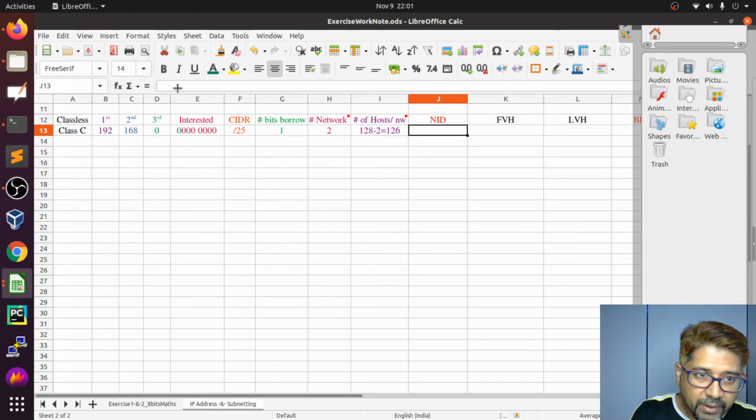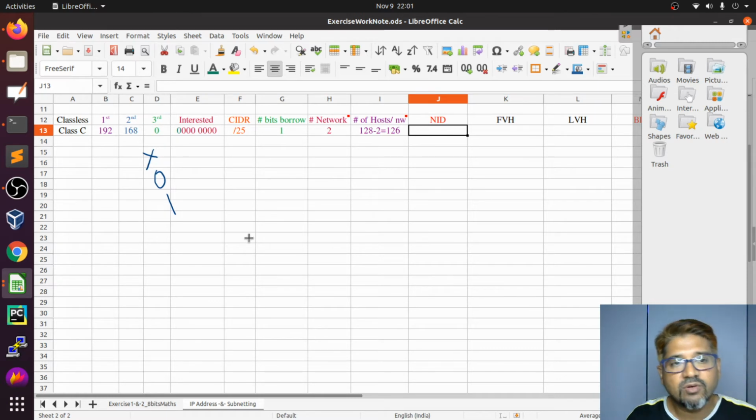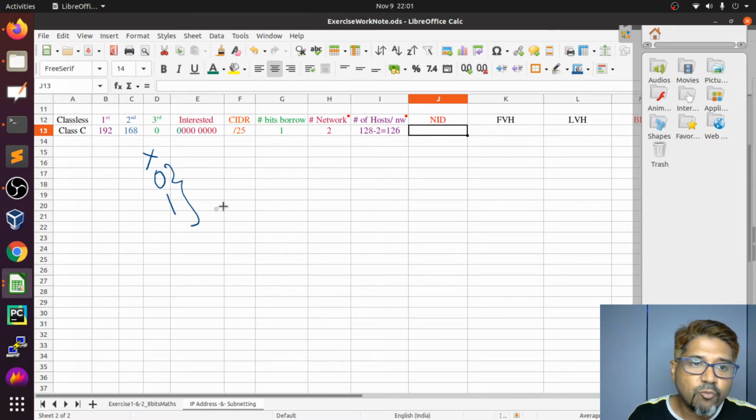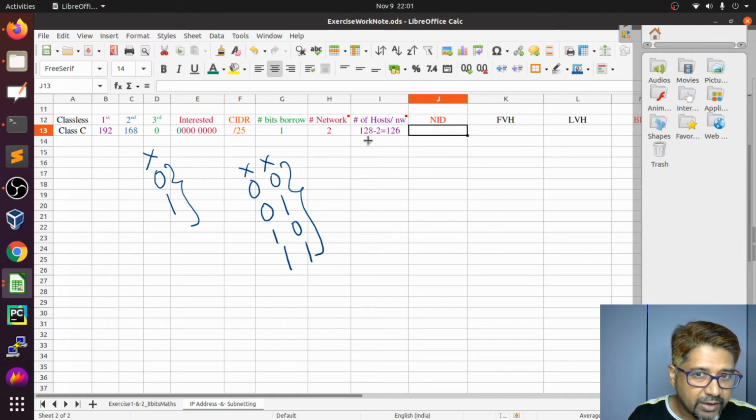If you borrow one bit, how many combinations do you have for one bit? You have two combinations, 0 and 1. In the same way, if you borrow 2 bits, you have combinations 00, 01, 10 and 11. Clear guys? So we have four combinations, but right now we are talking about one bit. One network belongs to the first bit being 0 and the second network belongs to the bit being 1.